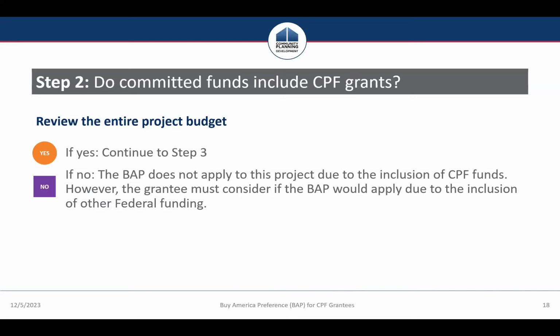Step 2, do the committed funds include CPF grants? If yes, the BAP may apply. If no, the BAP does not apply due to the inclusion of CPF funds, but you need to consider if there are other sources of funds from HUD or other federal agencies coming into play. So if the CPF grant is being stacked with block grant funding or DOT funding, then you may be subject to the BAP based on the requirements for that agency or that program.